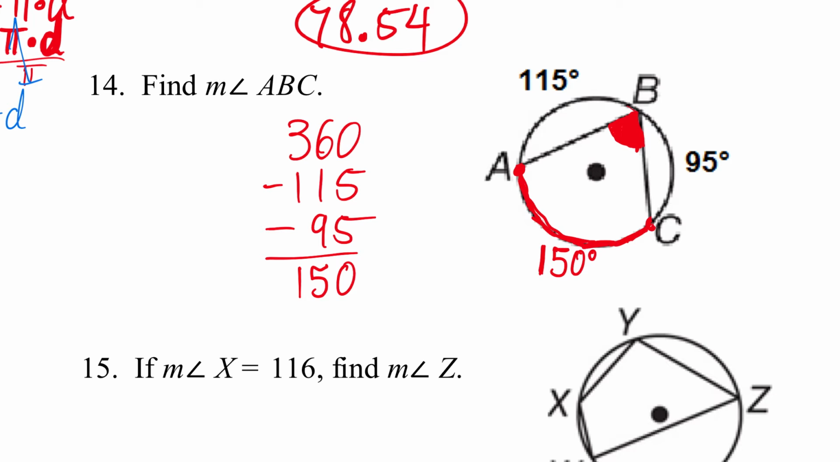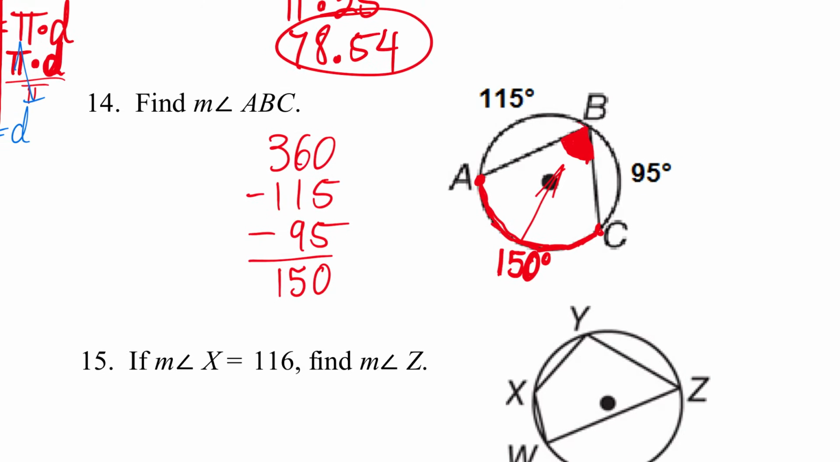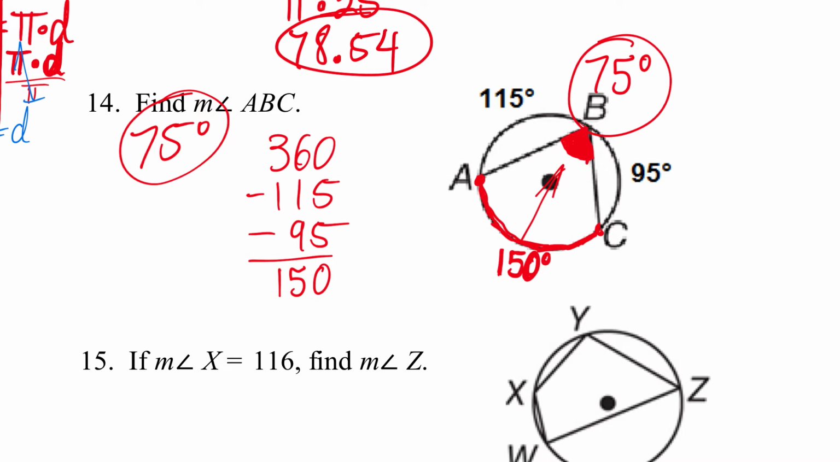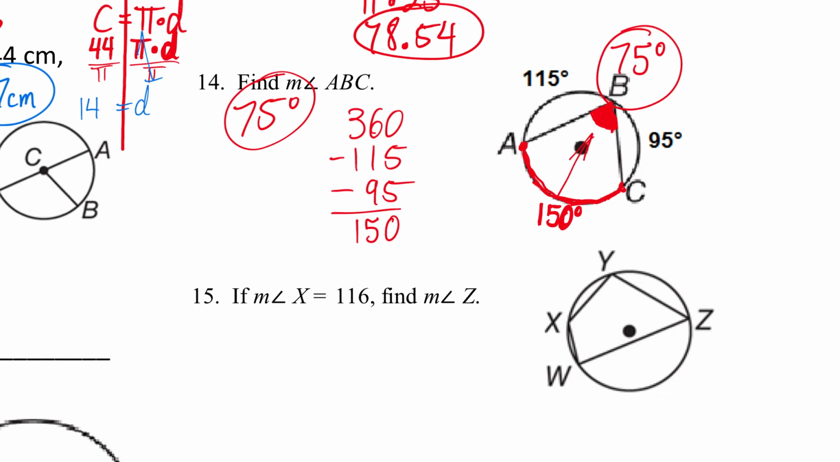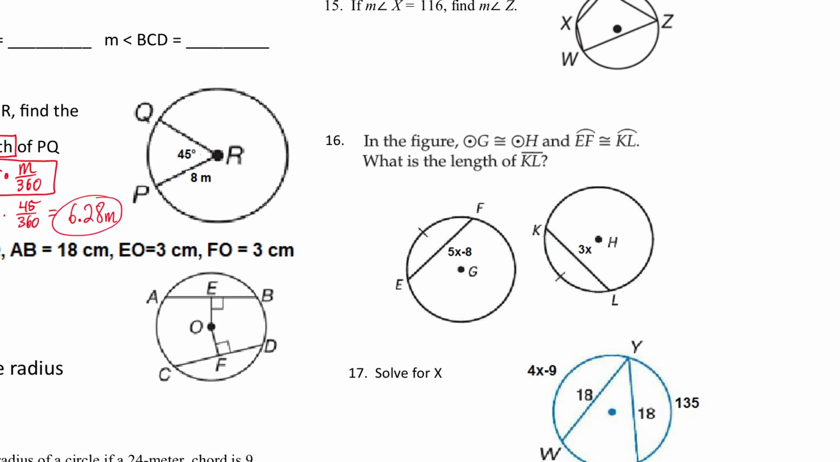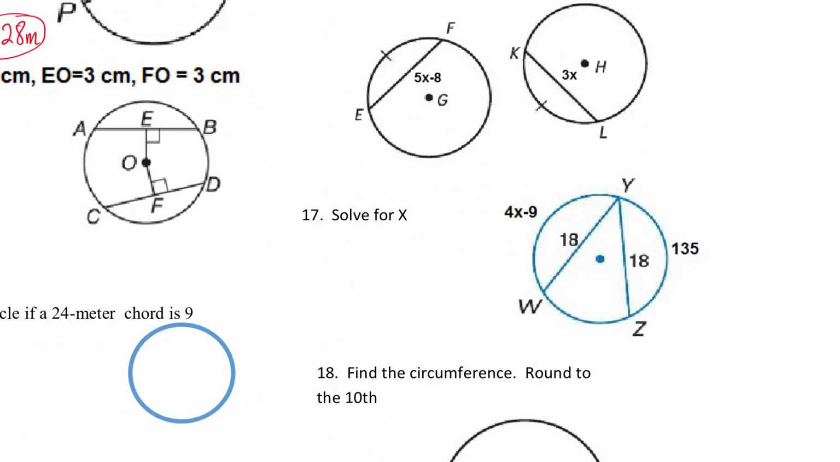So 150 degrees. From that arc, how am I going to find this angle over here? Divide by 2. That tells me that is 75 degrees. That's what we're looking for. That angle is 75 degrees. Okay, good there.